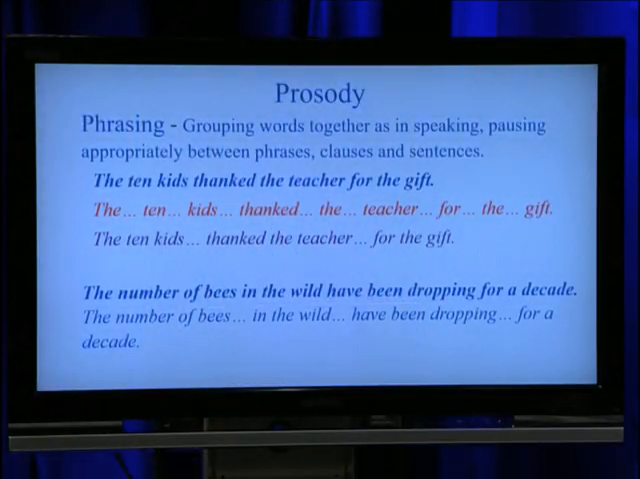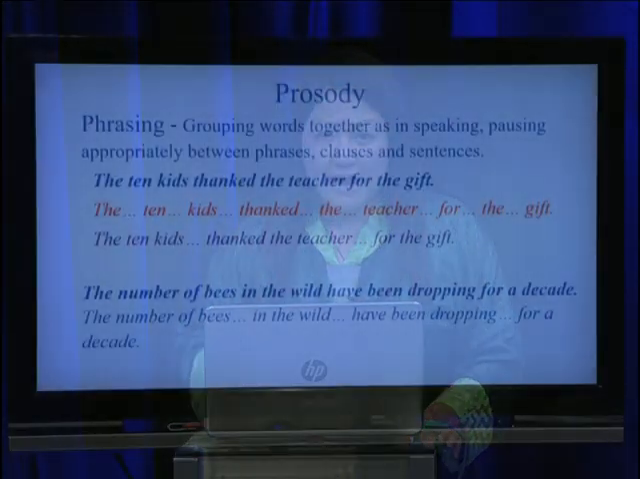Let us look at the other example. How would I sound if I read word by word? For instance, the number of bees in the wild have been dropping for a decade. Very monotonous, quite boring, right? But how about this? The number of bees in the wild have been dropping for a decade. It sounds quite smooth and expressive. So this is how you use phrasing. You have to read like you are speaking, not word by word.